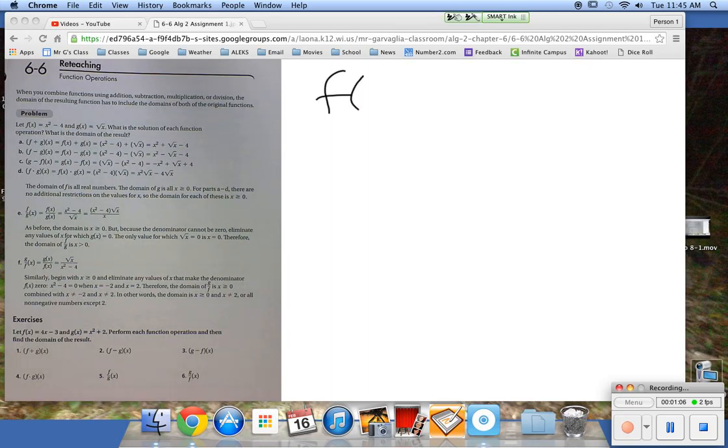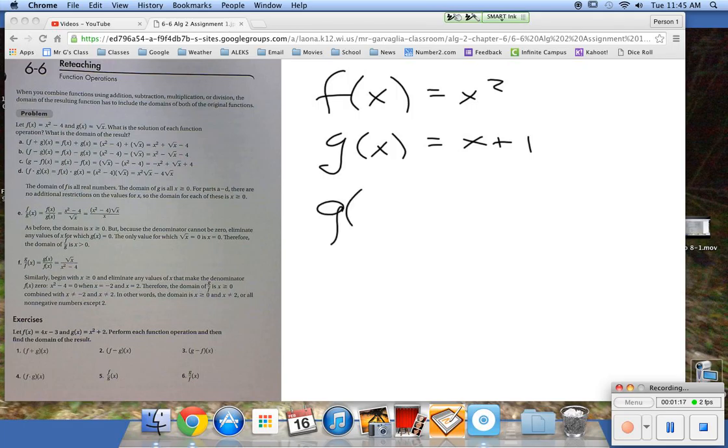Let me rewrite this again. F of x equals x squared, and g of x equals x plus 1. If I did g of f, in other words, g f of x, which would be g of f of x. Now we're taking our f of x and we're putting it in for the x here. Okay? So this would be x squared plus 1. All we did is replaced our x with x squared. Okay? See what I did? All right. So we got that part.